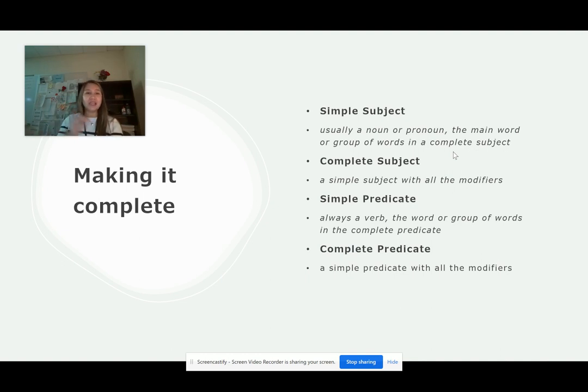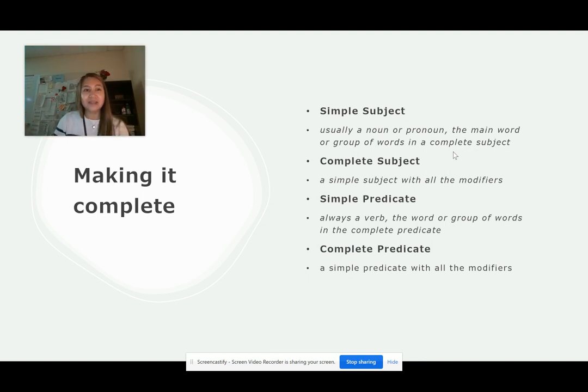Okay, a complete subject is a simple subject with all its modifiers. So it's not just the name. Okay, for example, Miss Macarae, comma, the ELA 9 teacher has been out for 2 days, for example. Okay, so the complete subject there is Miss Macrae, comma, the ELA 9 teacher. It's not just my name, but the word that modifies my name, and that is the ELA 9 teacher.